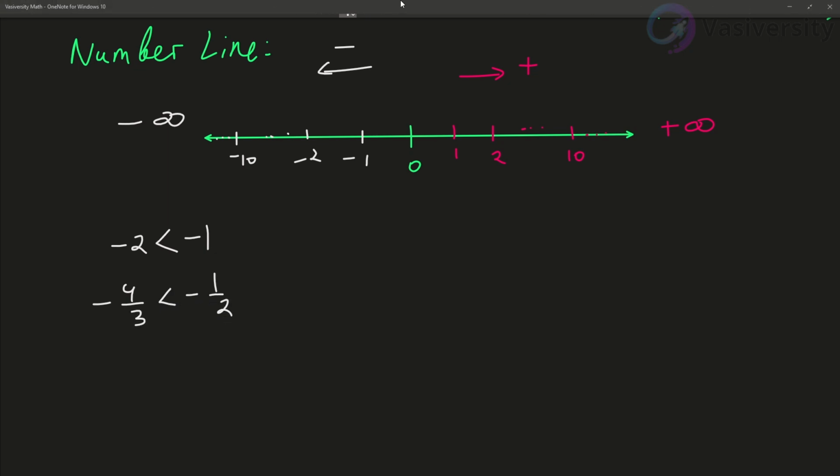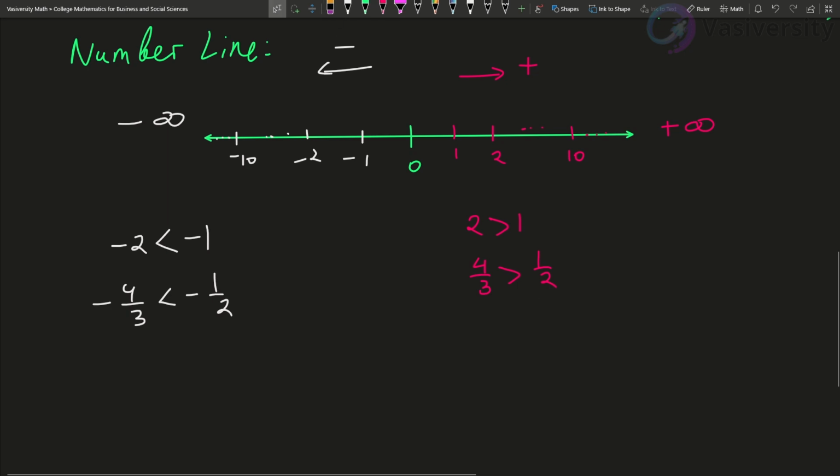But for the positive scale, we will have that 2 is actually greater than 1, and 4/3 is also greater than 1/2. Okay, so it's always useful to draw the number line before deciding what kind of point we have and what kind of number is actually bigger or smaller than another number. Okay, and of course, we can also have intervals.